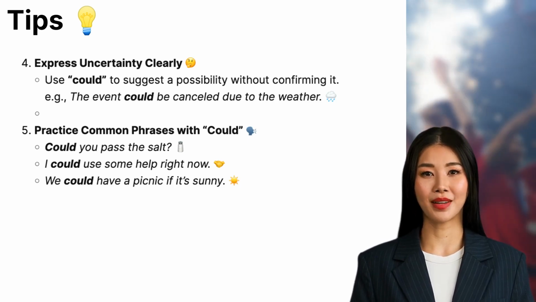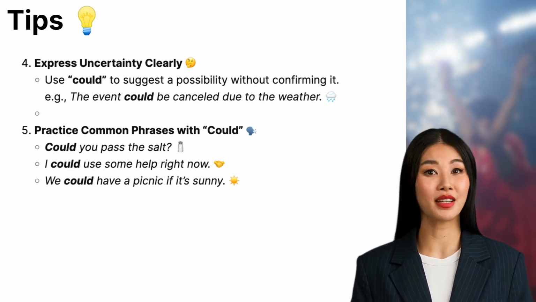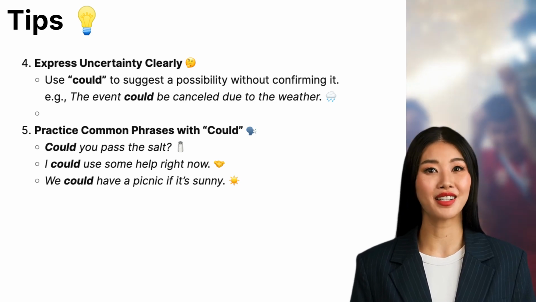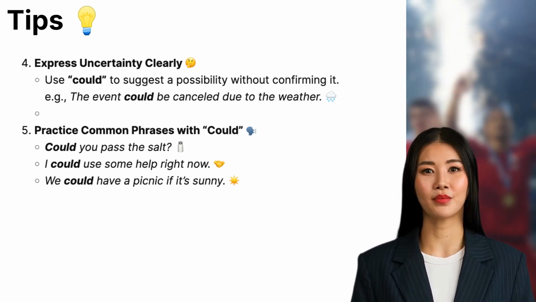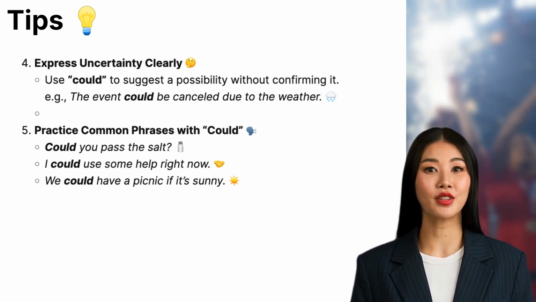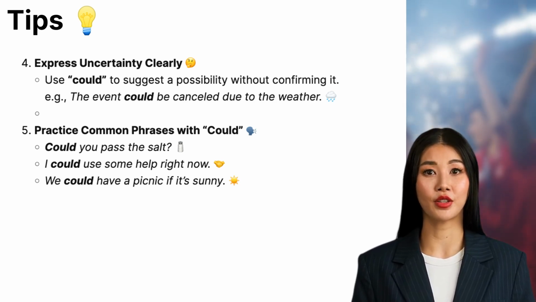4. Express uncertainty clearly. Use could when you are not 100% sure about something but think it is possible. Example: the event could be canceled due to the weather. More examples. He could be at the coffee shop, but I'm not sure. This road could be dangerous at night. If you want to express possibility without certainty, use could.